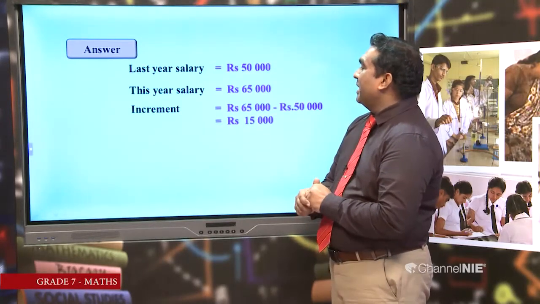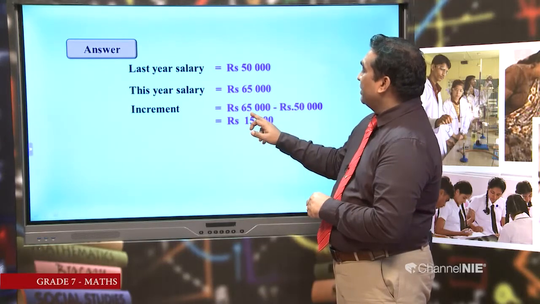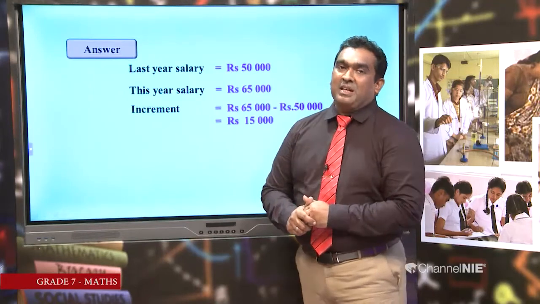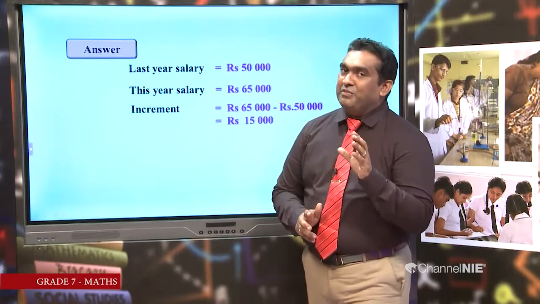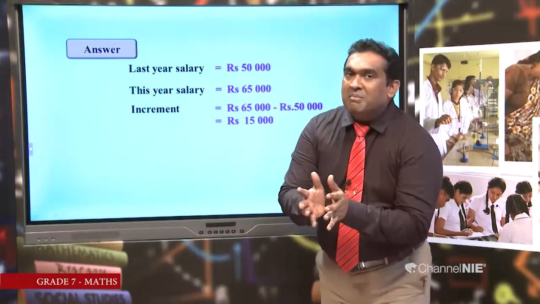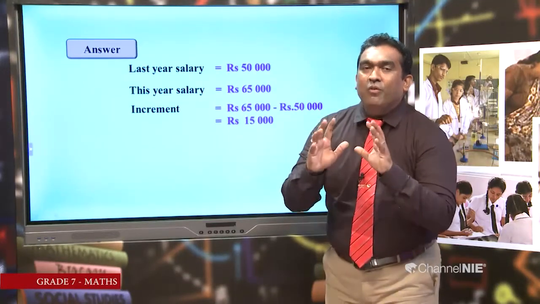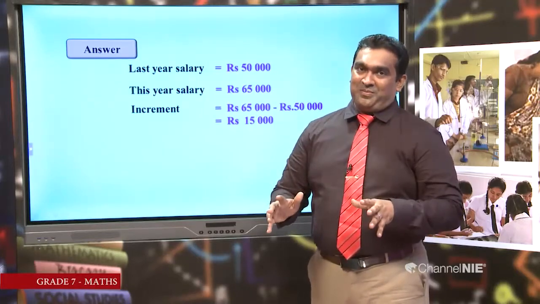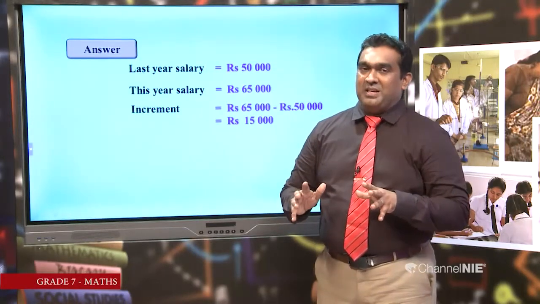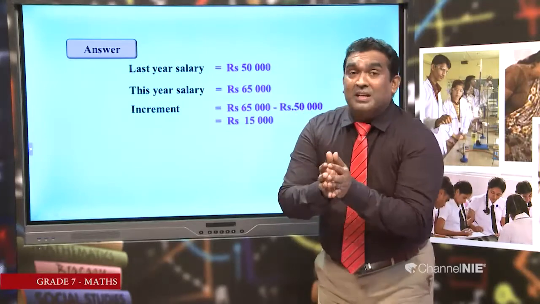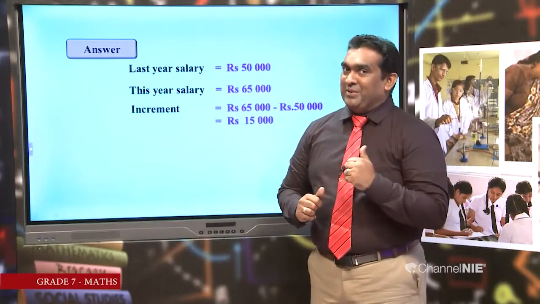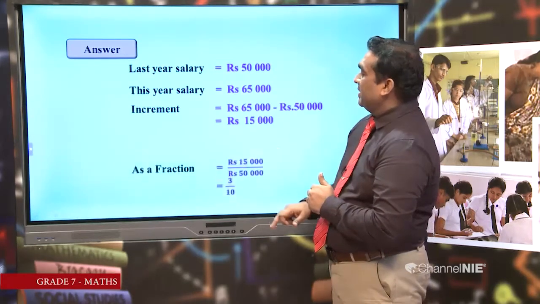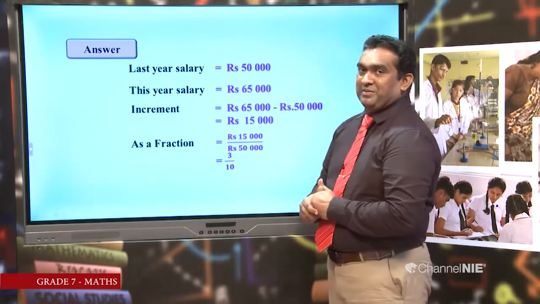How to find out the increment? 65,000 minus 50,000, that is 15,000. Increment is 15,000. They are talking about this increment. We want to express this increment as a fraction, as a fraction of the last value. What is that? As a fraction.